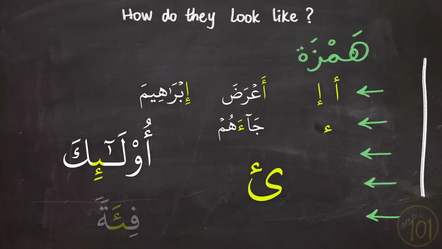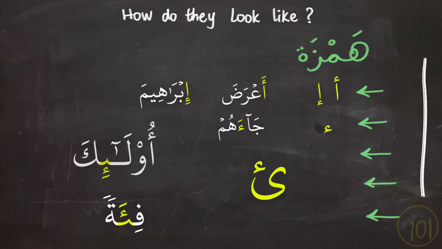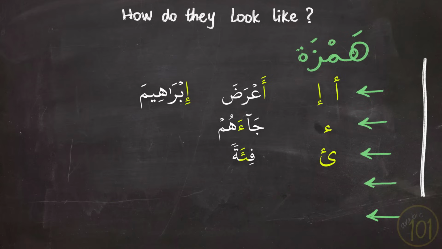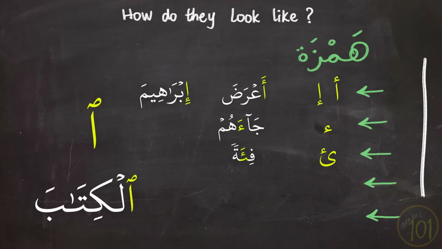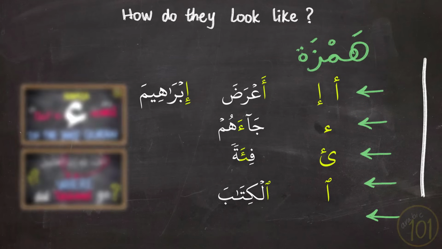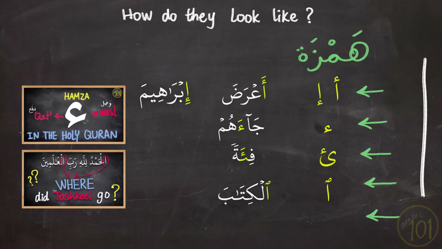ulaika or fi'ah. Fourth, when it comes with this sign on top, which always happens at the beginning of words beginning with al, like in the word al-kitab. And this type of Hamza we call Hamzat al-Wasl. Make sure to check out these 2 lessons if you want to learn more about this topic. You'll find the links in the description.